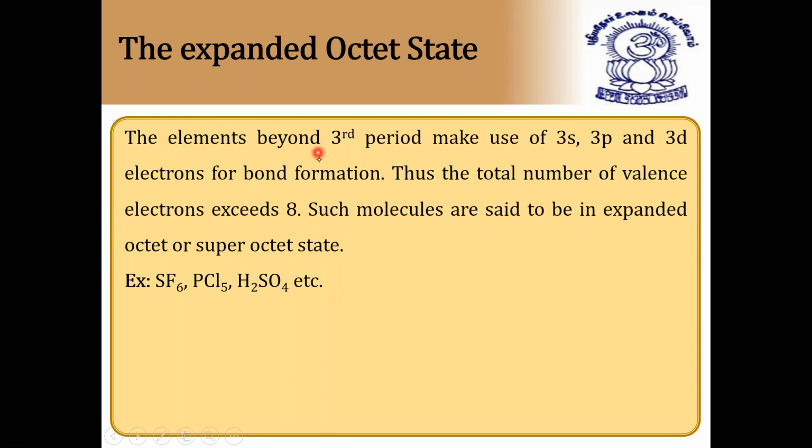The elements beyond the third period make use of 3s, 3p, and 3d orbitals. Why is it possible? Because they have empty 3d orbitals for bond formation. So 3s, 3p, and 3d electrons are used for bond formation. Thus, the total number of valence electrons exceeds 8. Such molecules are said to be in an expanded octet or superoctet state. I hope it is clear. Next.